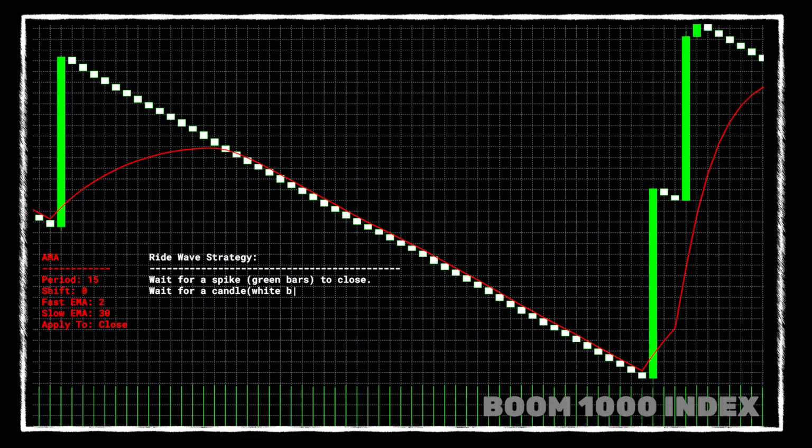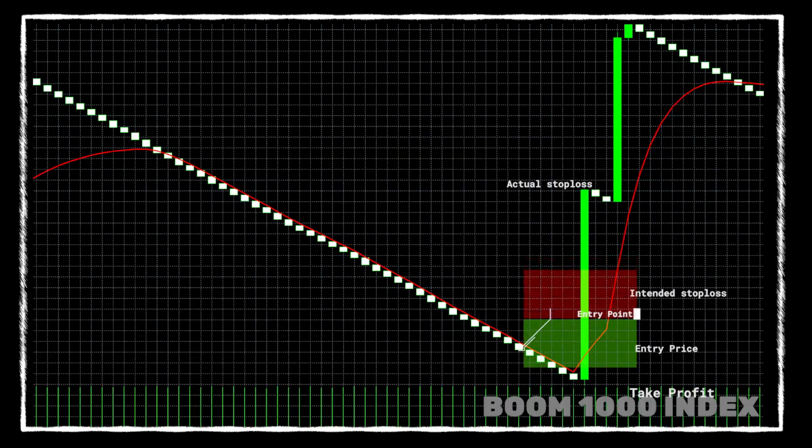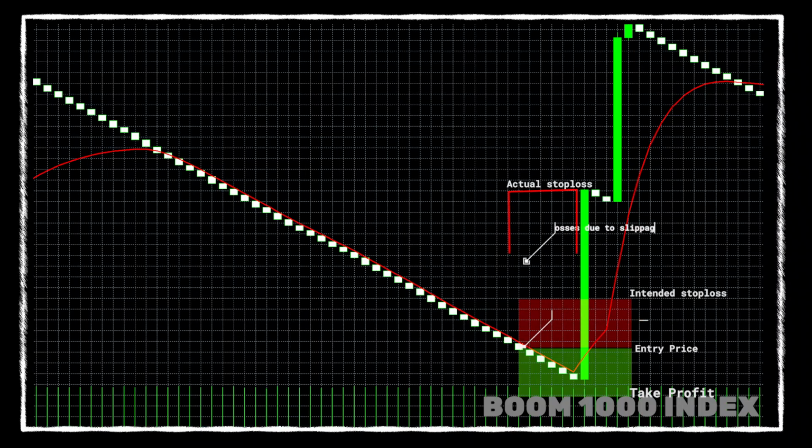To build a trading bot that uses this strategy, we need to remember that spikes do not respect the stop loss. If you miscalculate and get in a trade at this point, despite placing a stop loss here, the final stop loss would actually be here. This behavior cannot be mitigated even when using a trading bot.